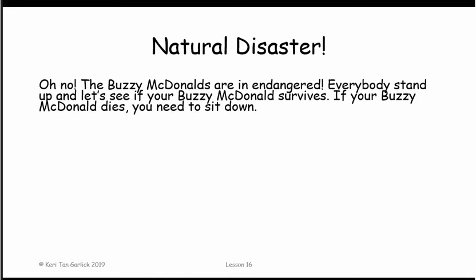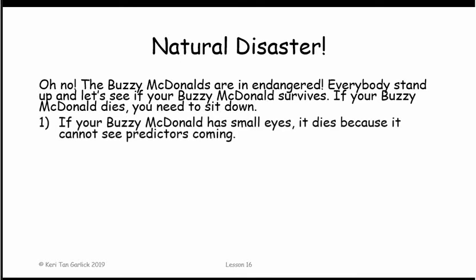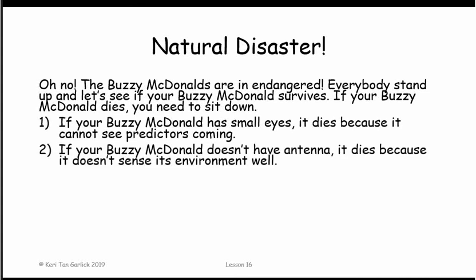Okay. So, if your Buzzy McDonald dies, I need you to sit down to represent them. The first thing that has endangered your Buzzy McDonald is the eyes. So if your Buzzy McDonald has small eyes, it dies because it can't see the predator coming. So if you have big eyes, you stand. Ooh, that's not a lot of the people. All right. Next one. If your Buzzy McDonald doesn't have antenna, it dies because it doesn't sense the environment.